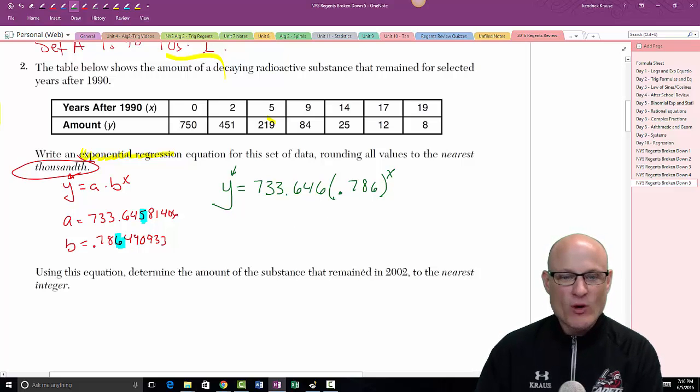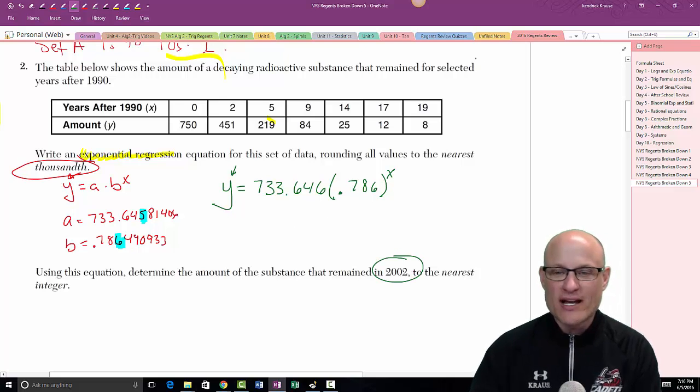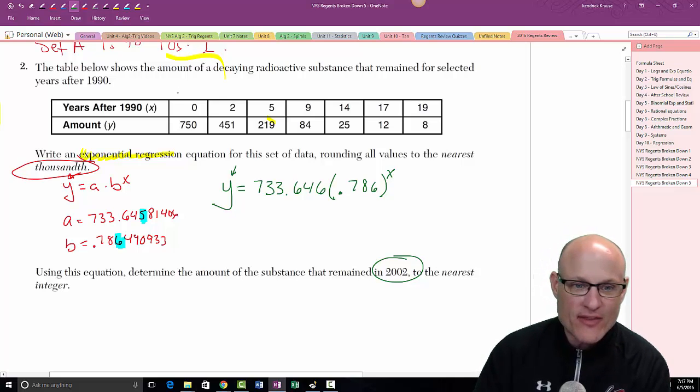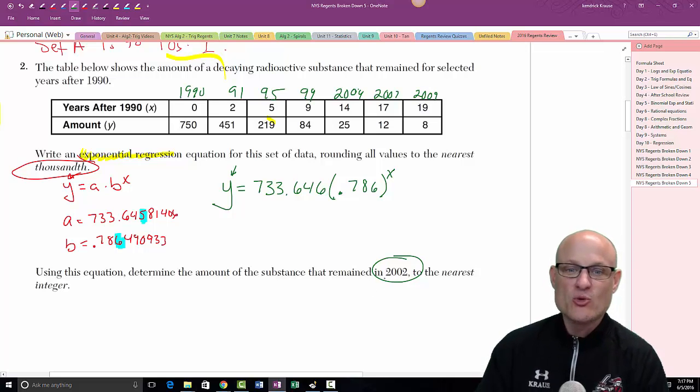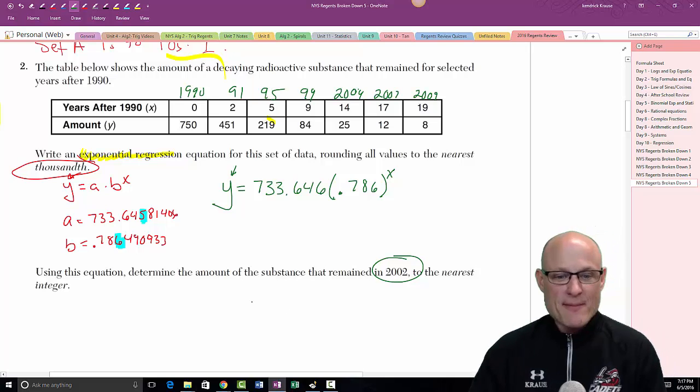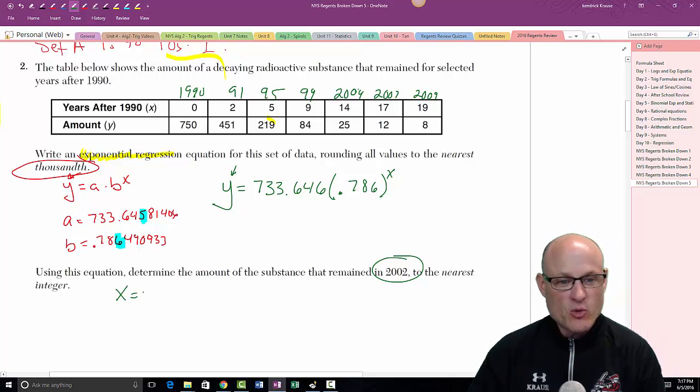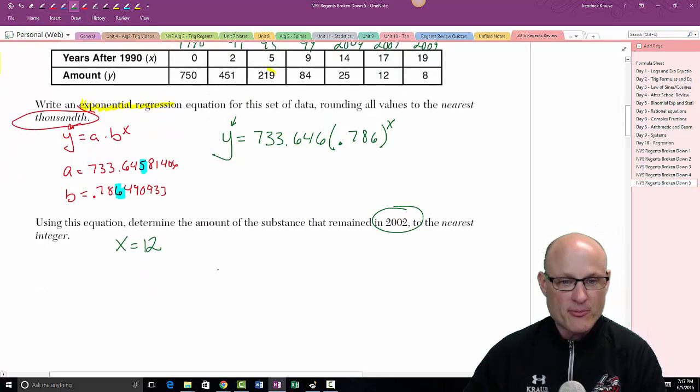Part B says, what is it going to be in 2002? Well, we had a lot of kids that couldn't figure out that this was 1990. So this was 91, this was 95, this was 99, this was 2004, this is 2007, and this is 2009. So I want 2002. That means my X value has to be 12. That was part of figuring out that part of the problem.